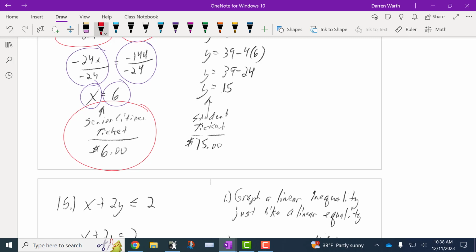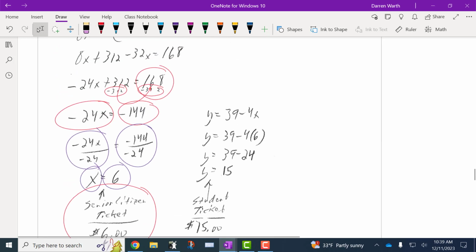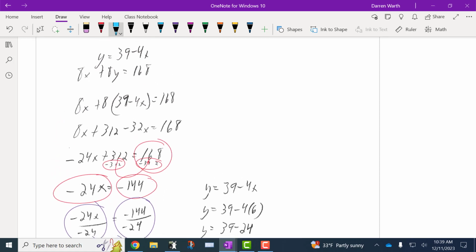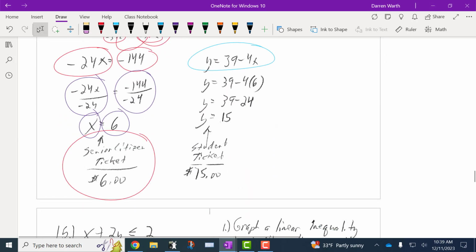So that would be the price of my senior citizen ticket. Now to find my Y value, I'm just going to substitute my X value into the equation. I've already got this Y equation right here that I wrote down, already solved for Y, so I'm going to use it. I've got Y equals 39 minus 4X. I'm going to substitute in the value that I just found for X. I found out that X is equal to 6, so I'm going to substitute in 6 in place of this X and solve that.